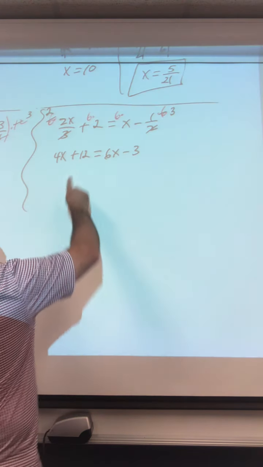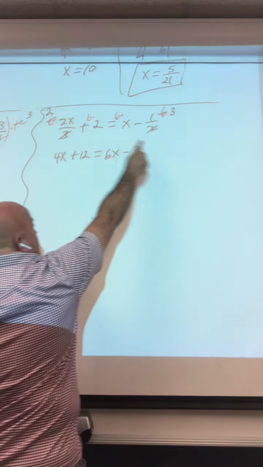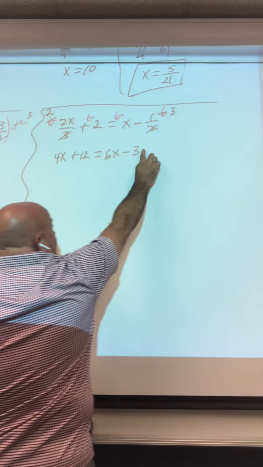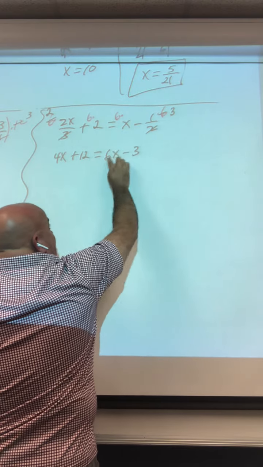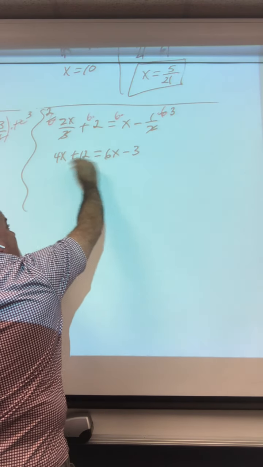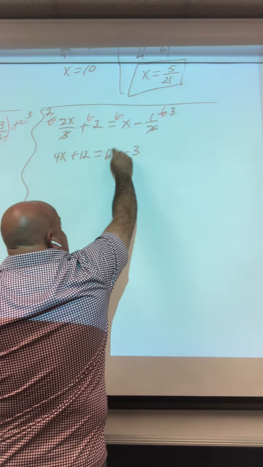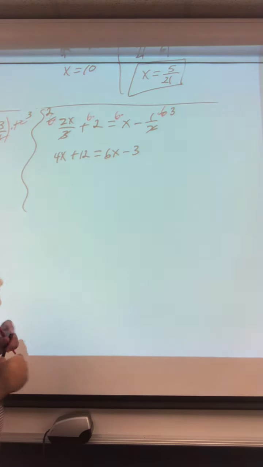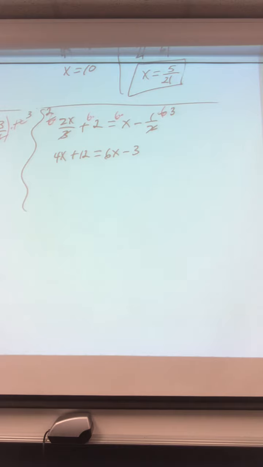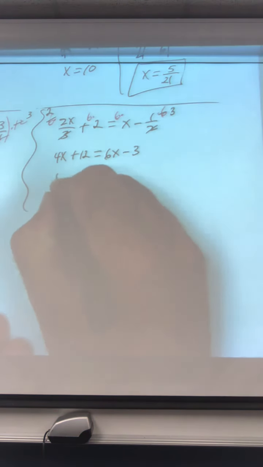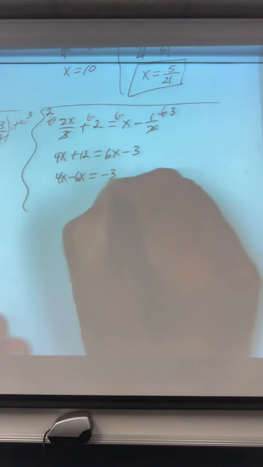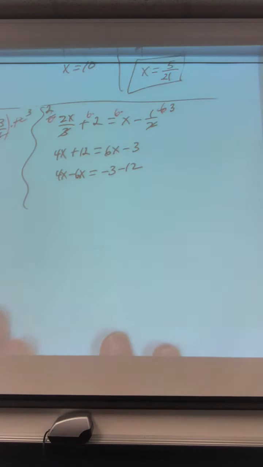So what happens? To get rid of the adding 12, you minus the 12 over here and here, but it's gone. So you're going to have a minus 12. But you've got to get this 6x back on the left side. So you minus 6x, so it becomes a minus 6x over here with the 4x. So if you do this in one step, here's what it will look like: 4x minus 6x equals negative 3 minus 12.